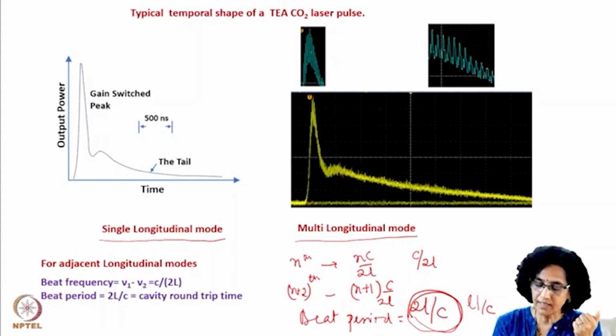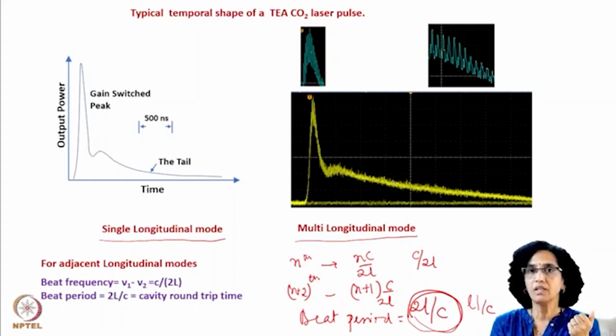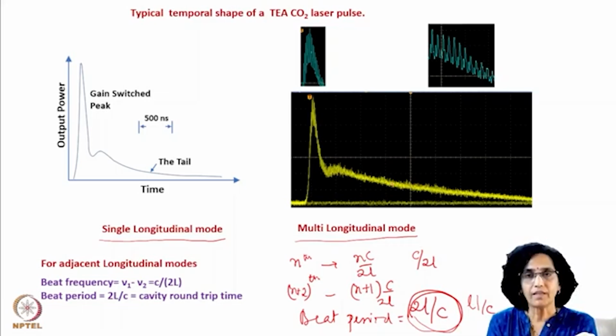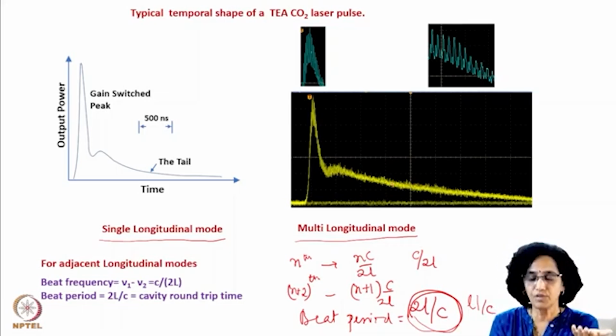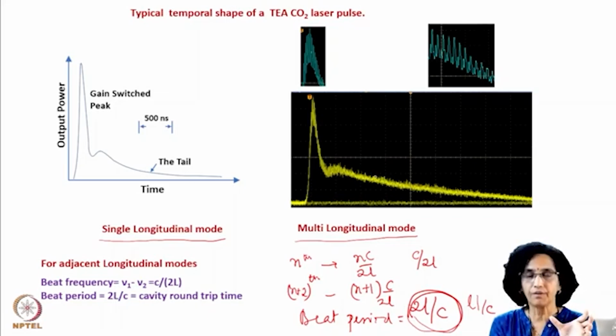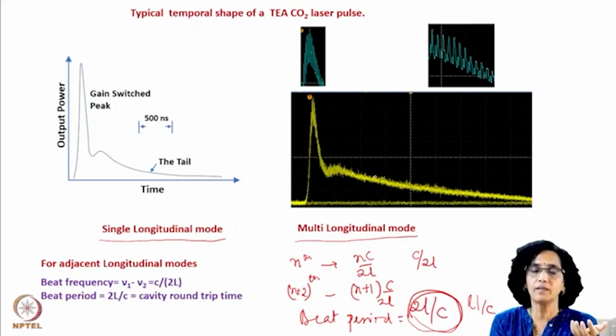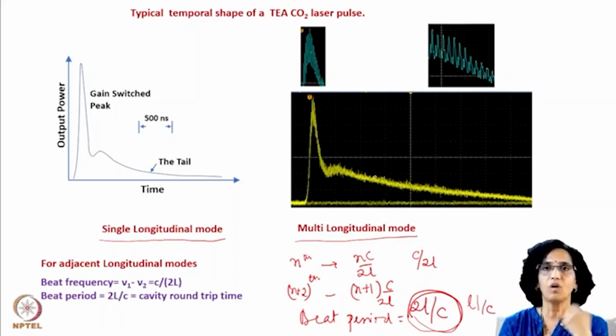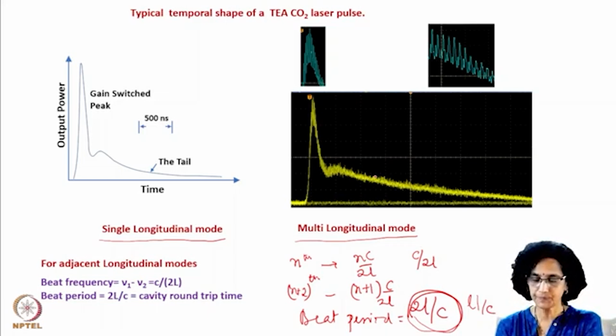So by analyzing the beat period of the emission, you will know whether it is single mode, or 2 modes, or 3 modes. So from the recording of the temporal profile of the emission of a laser, you will know whether it is single mode, multi-mode, or how many modes are lasing.